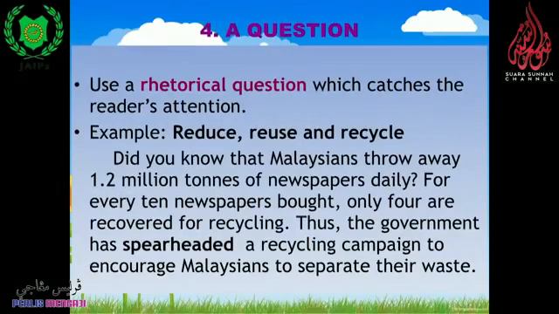For every 10 newspapers bought, only 4 are recovered for recycling. Thus, the government has spearheaded a recycling campaign to encourage Malaysians to separate their waste. Can you see the question there? Did you know that Malaysians throw away 1.2 million tons of newspapers daily? And the answer is also there. Do not ask a question as if you are going to test the examiner. They are going to get offended, I believe. All right.